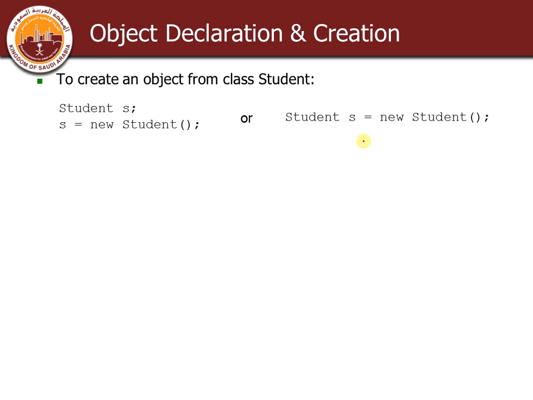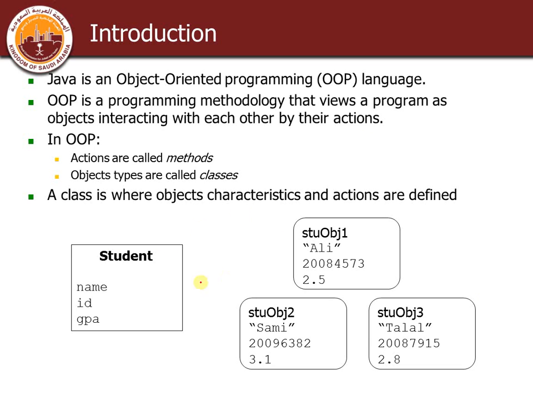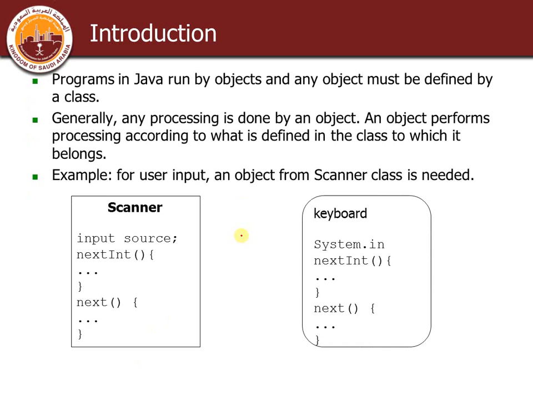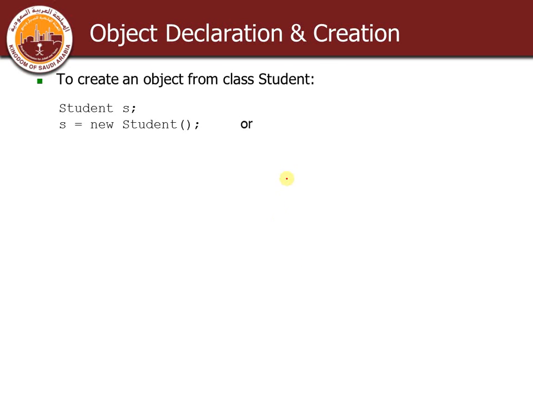You remember when we were seeing, let me go back a little bit, this stu object 1 is an object of type student. So imagine that now if this would be s, how can I declare this s? Instead of stu object 1, I name it s, just to be able to link to whatever we are going to see now, like here. So this is how I can declare that object.